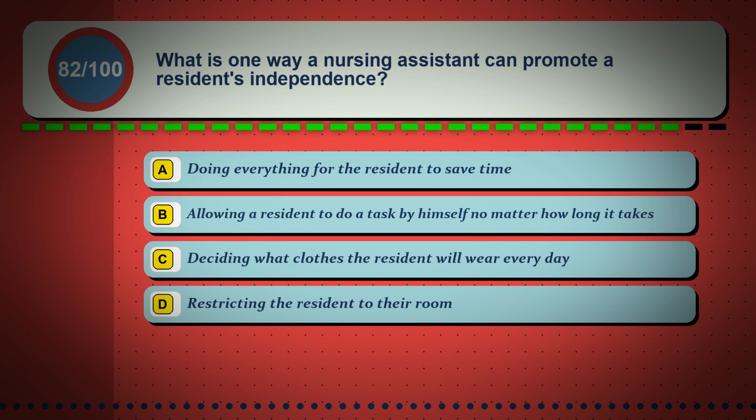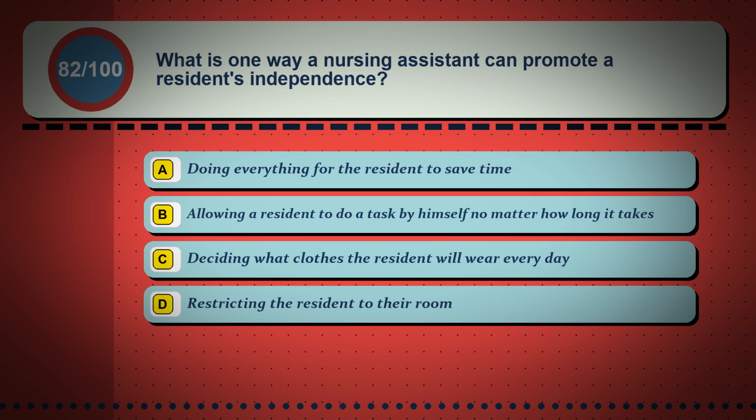Question 82. What is one way a nursing assistant can promote a resident's independence? Option A, doing everything for the resident to save time. Option B, allowing a resident to do a task by himself no matter how long it takes. Option C, deciding what clothes the resident will wear every day. Option D. Restricting the resident to their room.